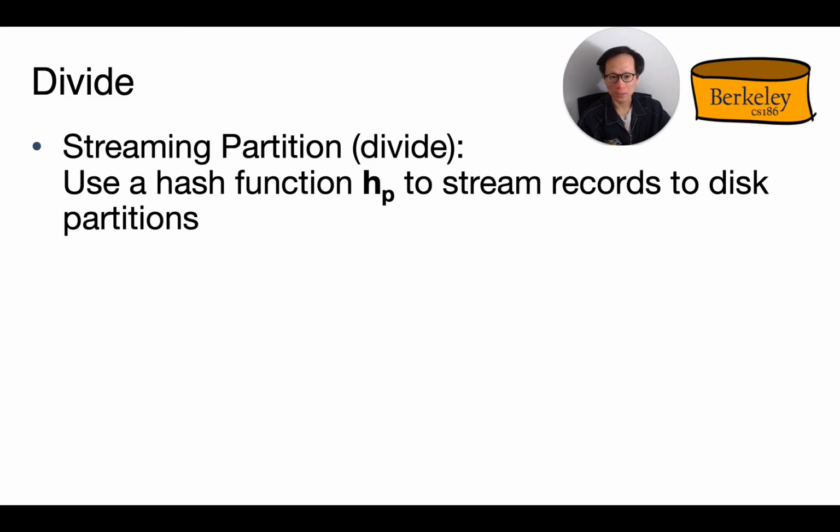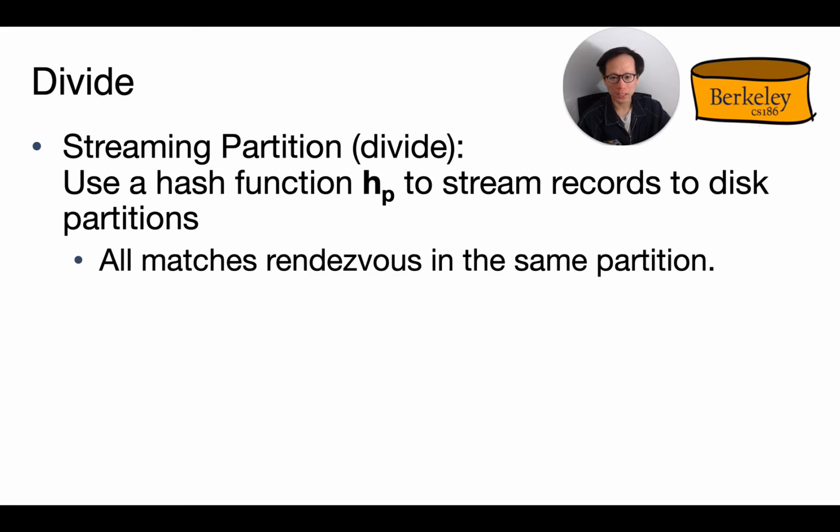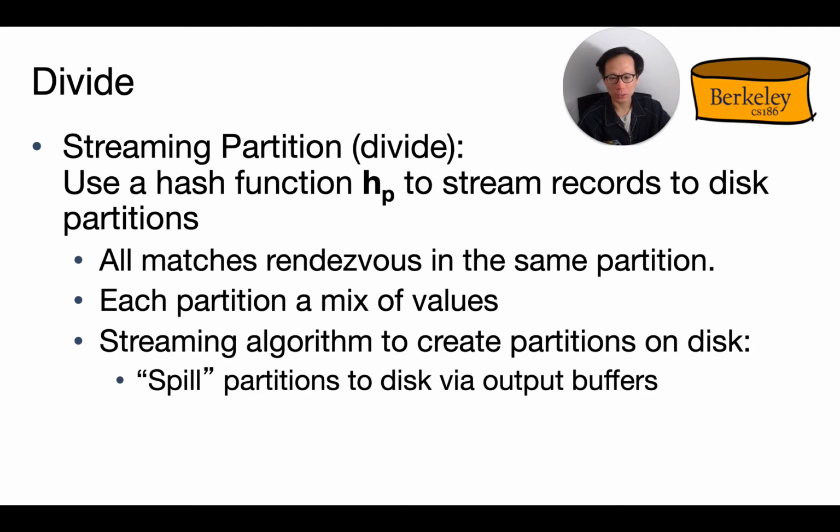In the first phase, divide, we are going to use a streaming algorithm, as we learned about at the beginning of this lecture, to partition data into what we call spill partitions. We are going to use a hash function, h sub p. We stream records through h sub p into disk partitions where all the matches of a single value will end up in the same partition. Since multiple records can have the same value, each partition will contain a mix of values. But for now, we only need two values that are the same to be in the same partition.